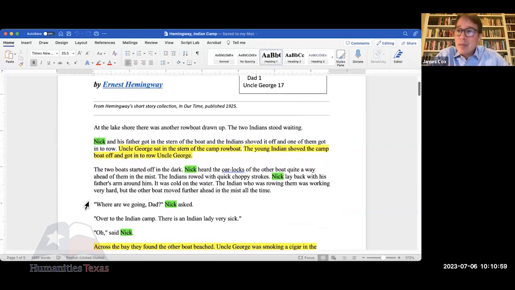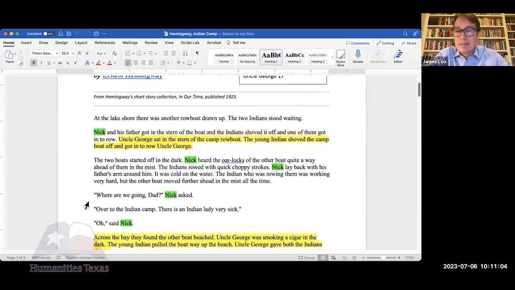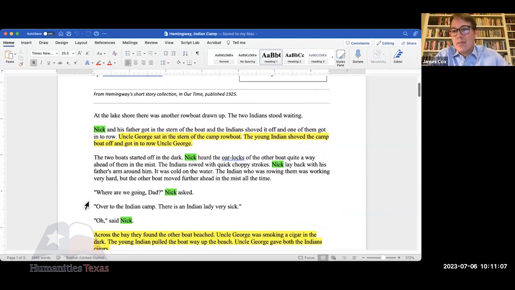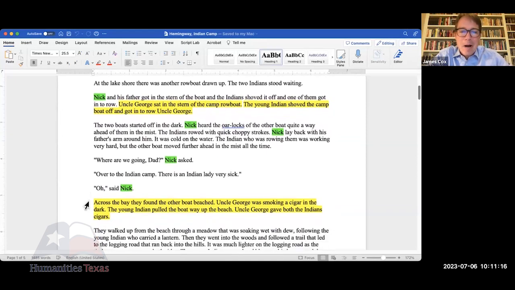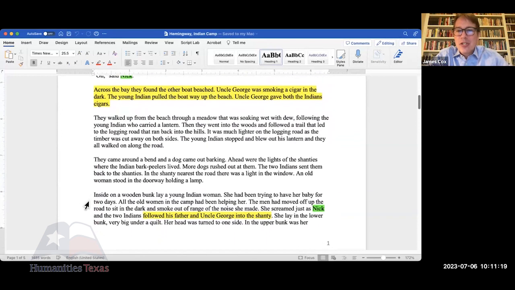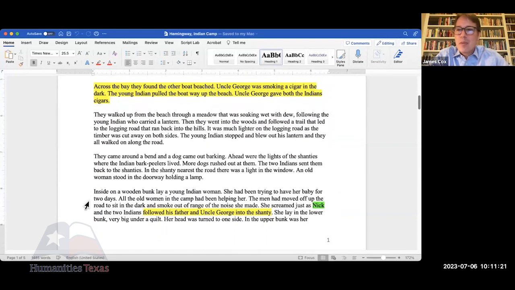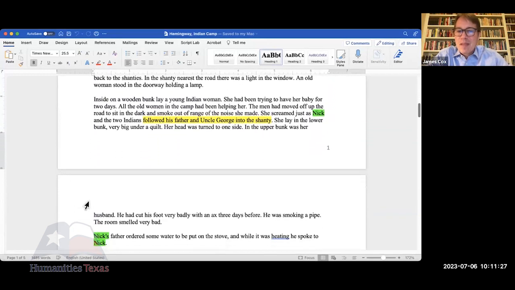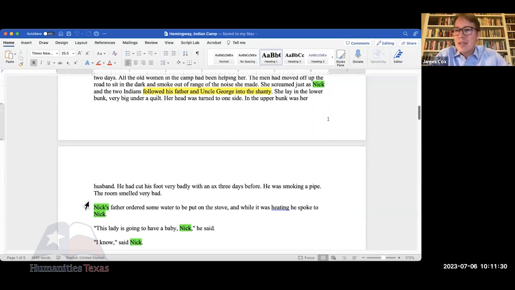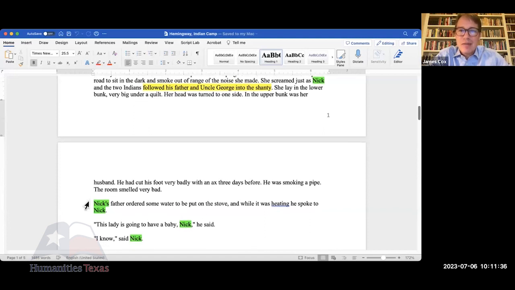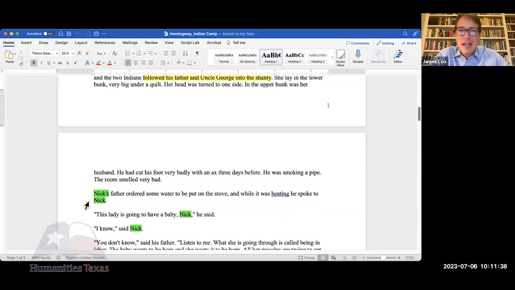he's in a boat and he goes first by himself across the water. This is so mythological, crossing water, right? Crossing a river, that sort of thing. Hemingway knows this, of course. And then George is sitting there smoking a cigar by the time Nick and his father get there. Uncle George goes into the home of the native people that Nick's father is treating as their doctor.